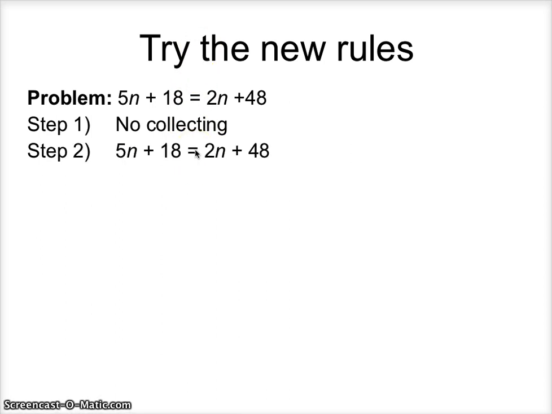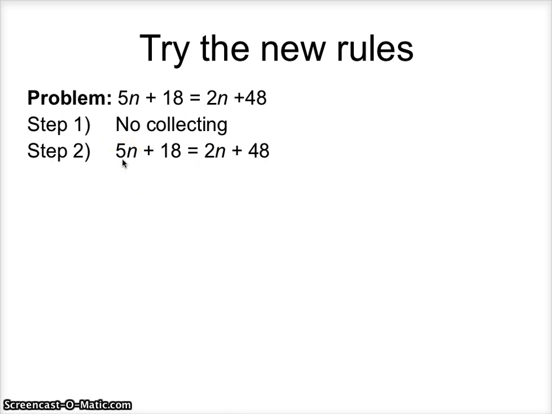All right, next step. My new step 2 is to get all the n's on one side. Now, the trick is figuring out which one I'm going to take away. I could take away the 5n, or I could take away the 2n. My advice is both ways work technically. One's just a lot easier than the other.